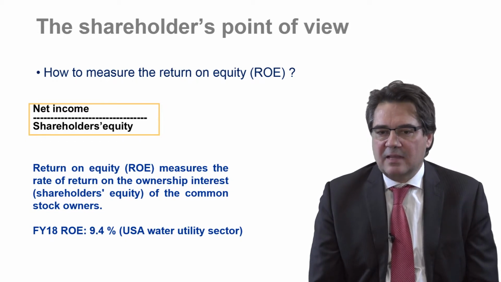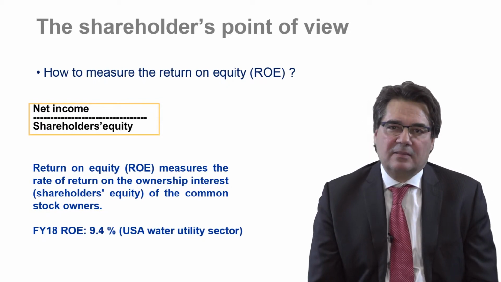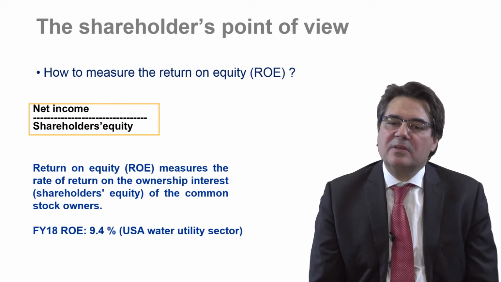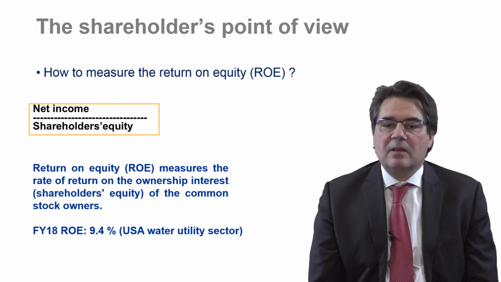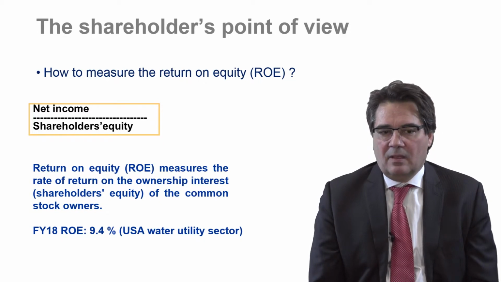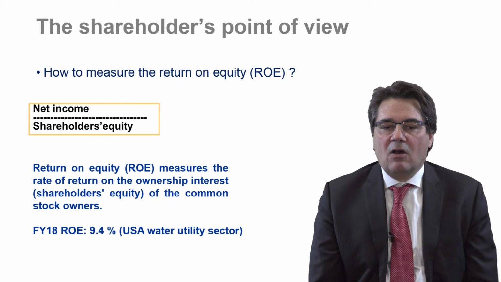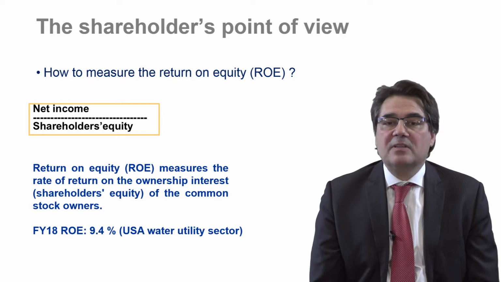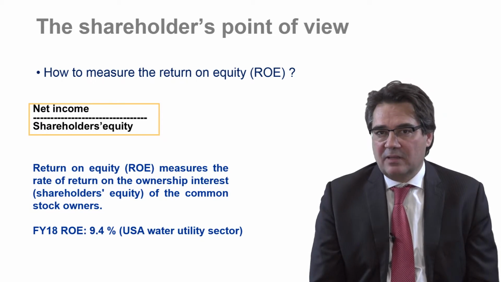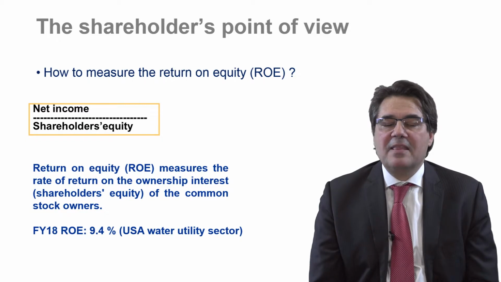Some industries tend to have higher returns on equity than others. As a result of this, comparisons of return on equity are generally most meaningful among the same industry. And the definition of a high or low ratio should be dependent on the context. For example, the return on equity in the water supply industry in the USA was about 9.4% in 2018.